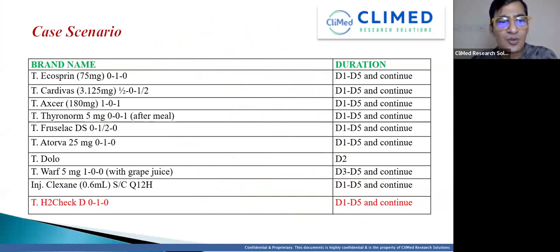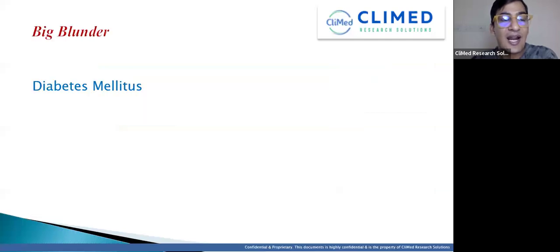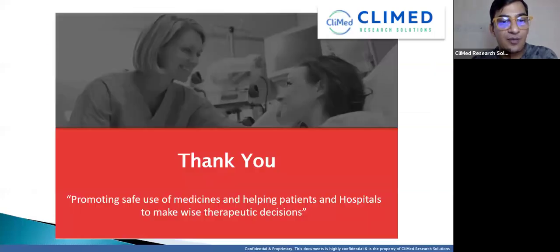Okay, so I think that's all. These were the drugs. And the big blunder was diabetes, and there were some conditions. This was the condition without therapy or treatment.